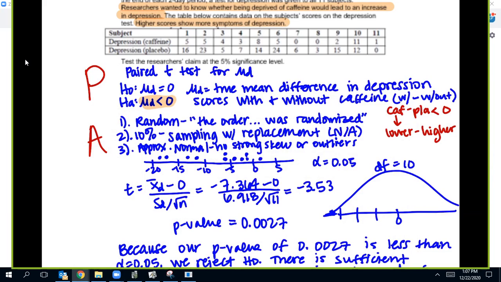And remember, we're sampling without replacement here, so we don't have to check the 10%. If you do check it, you're not going to get points off. It's totally fine to continue with that check.